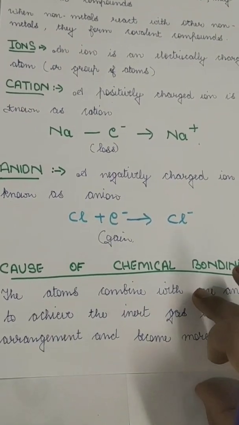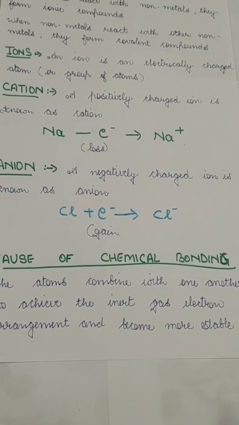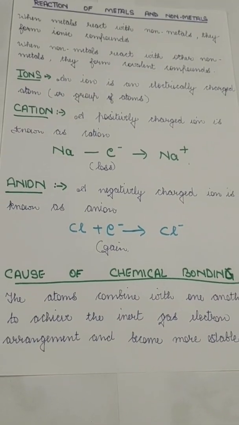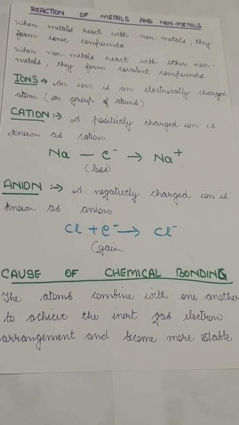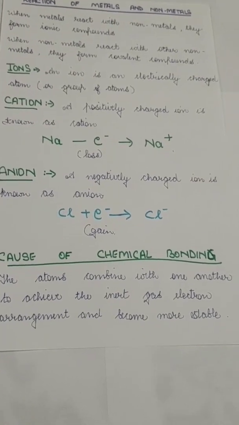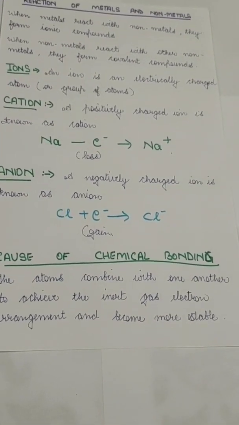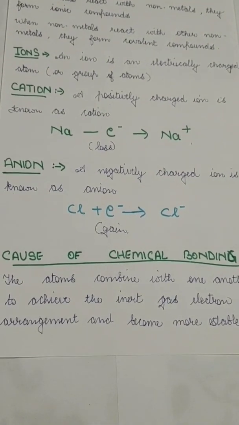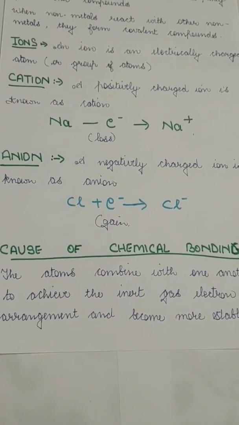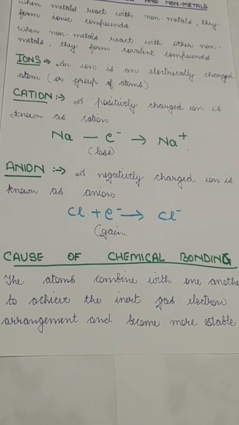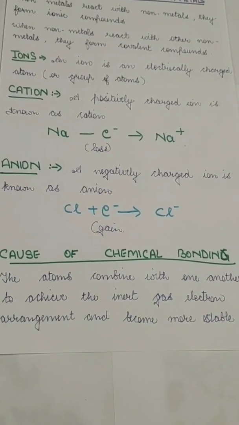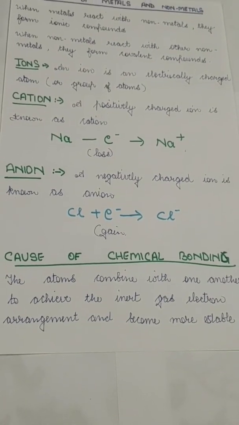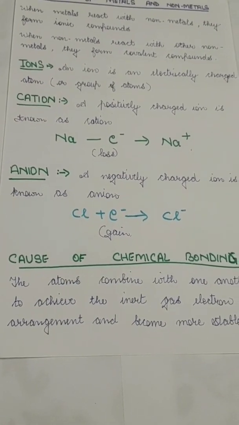Okay, now what is the cause of chemical bonding? As I've already told you, the cause of chemical bonding is to attain the nearest noble gas configuration. So atoms combine with one another to achieve the inert gas electronic arrangement and to become more stable. Because these gases are stable, the atoms nearby these noble gases want to acquire their electronic configuration. That is why they transfer electrons, like they donate or they accept electrons.